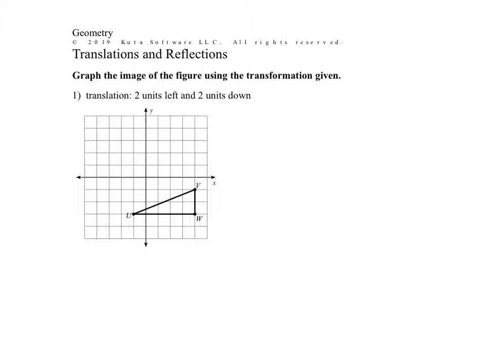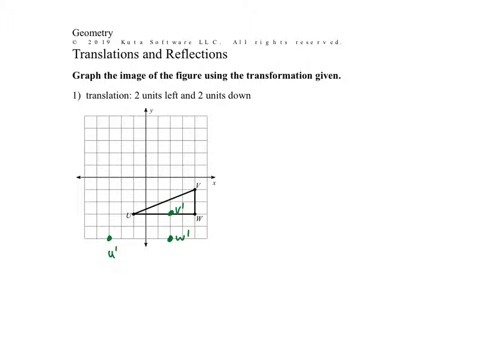So the first one is asking me to move this with a translation of 2 units to the left, 2 units down. So that means V is going to move 1, 2 left and 1, 2 down. So this is the new V, V prime. The same with W. W is going to move 1, 2 to the left, 1 and 2 down, so W prime is going to be right here. And then U the same, 1, 2, 1 and 2. So U prime is going to be there.